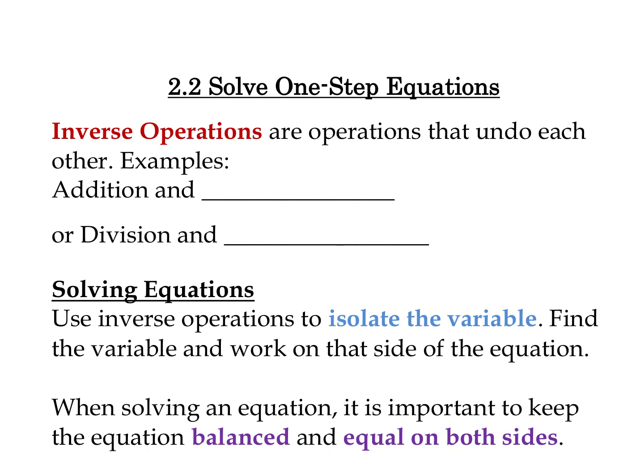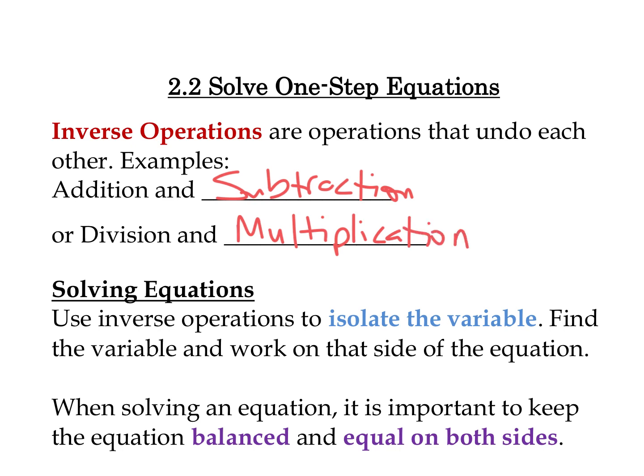Okay, inverse, think opposites. Inverse operations undo each other. So examples would be addition, and the opposite of that would be subtraction. Addition and subtraction are inverse operations. Division and multiplication are inverse operations. They undo each other in equations, as we're going to see. So keep that in mind when we're trying to get a variable by itself. We're going to do that using inverse operations.